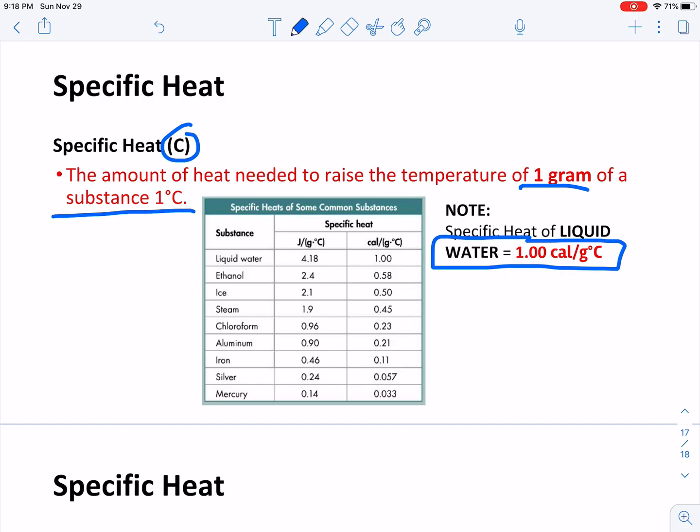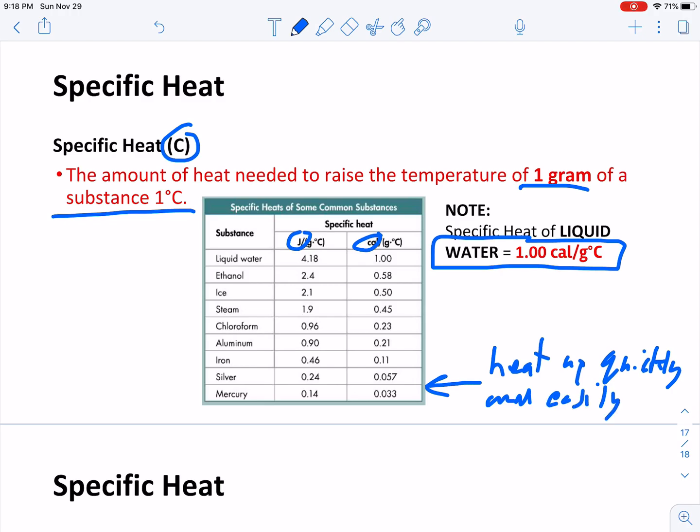So here's a table showing you the different specific heats. Notice there's 2 different units. This is in joules, this is in calories. We'll be learning how to convert between these. But for your general understanding right now, just understand that anything that has a low specific heat means these heat up quickly and easily. And it's not surprising that you have metals down here, right? Silver, iron. You know that if you leave a metal spoon or even an electrical device like a phone or iPad on a table out in the sun, it warms up very, very fast because the metals that it's made of have a very low specific heat. They will heat up quickly.